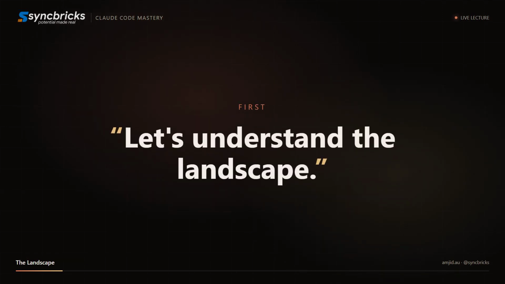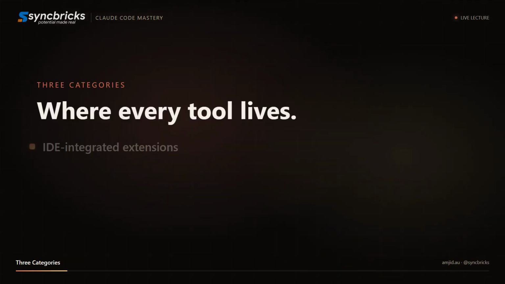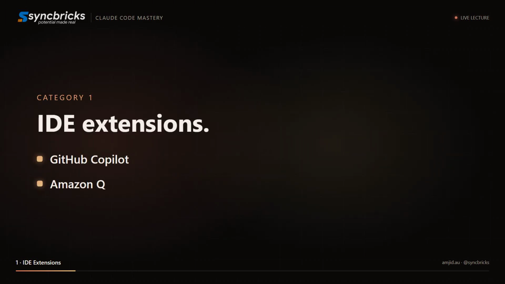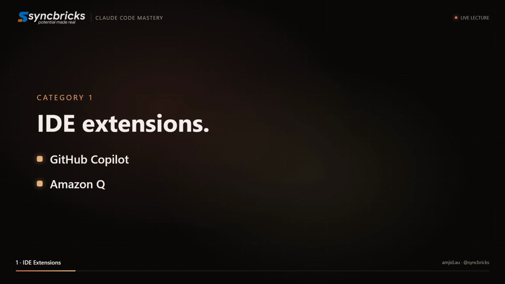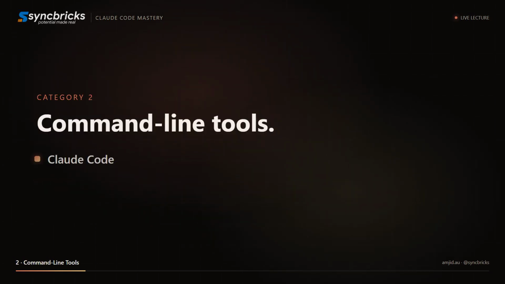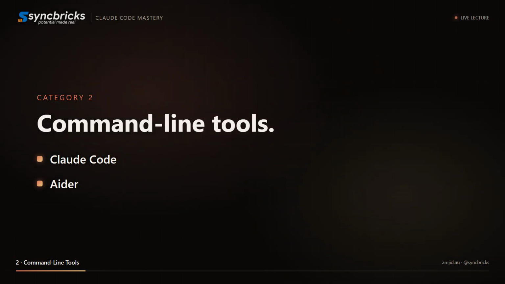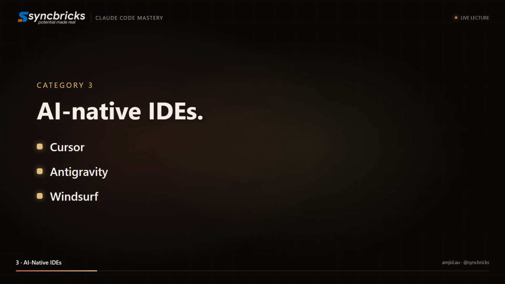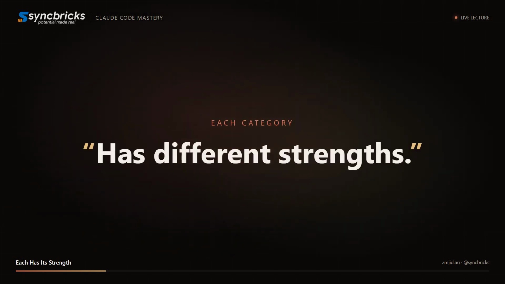Let us first understand the landscape. AI coding tools generally fall into three categories. The first category is IDE integrated extensions. These include GitHub Copilot and Amazon Q. The second category is command line tools. These include Claude Code and Aider. The third category is AI native integrated development environments. These include Cursor, Anti-Gravity, and Windsurf. Each category has different strengths.